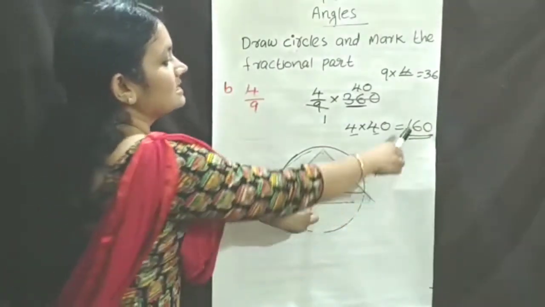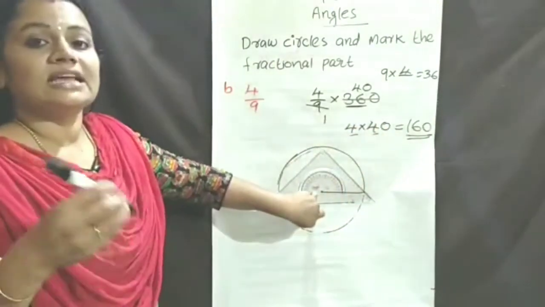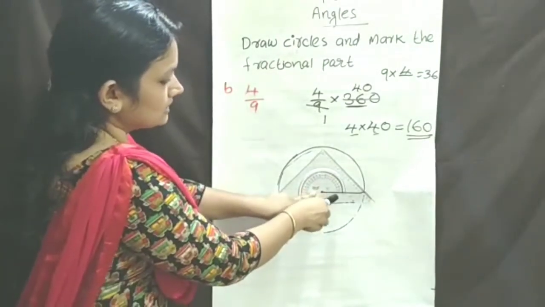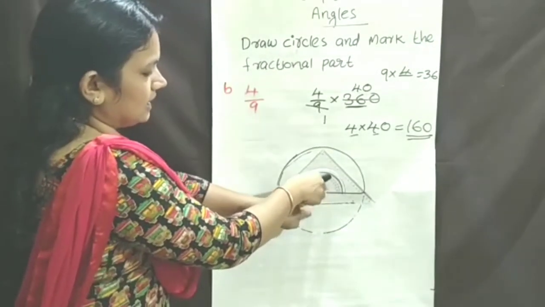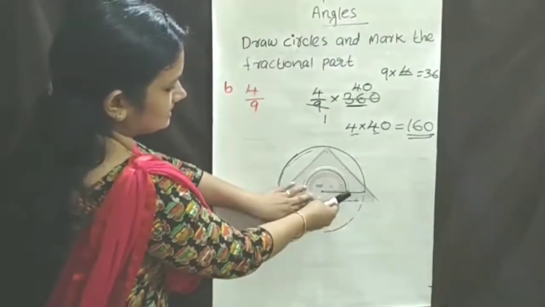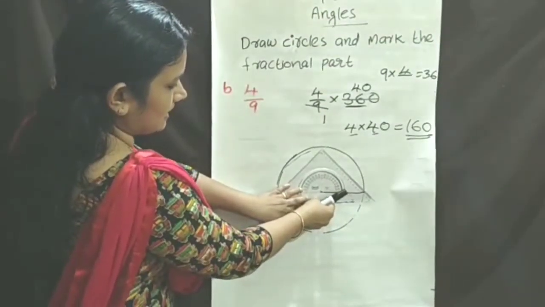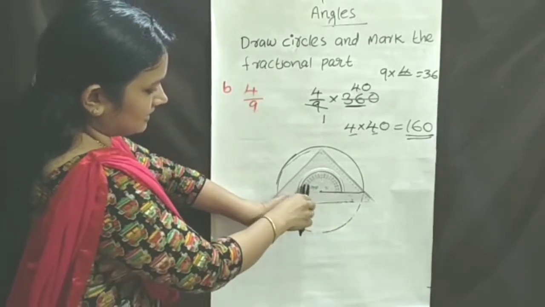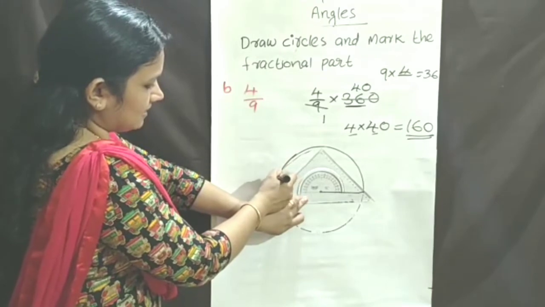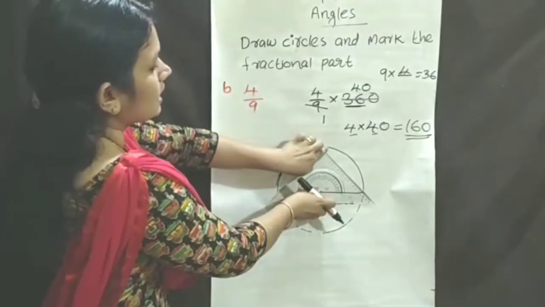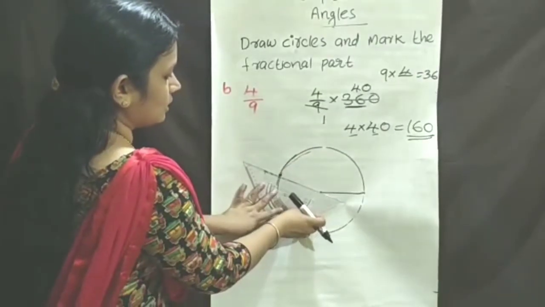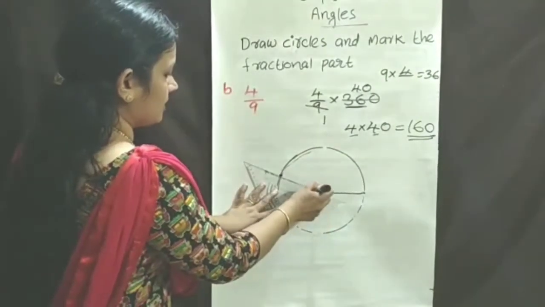Then mark 160 degree. Count up starting from 0, then 10, 20, 30, and continue up to 160. Where is 160? Here is 160. You marked 160 here. Put the point here, remove the protractor and draw the line joining these two points.